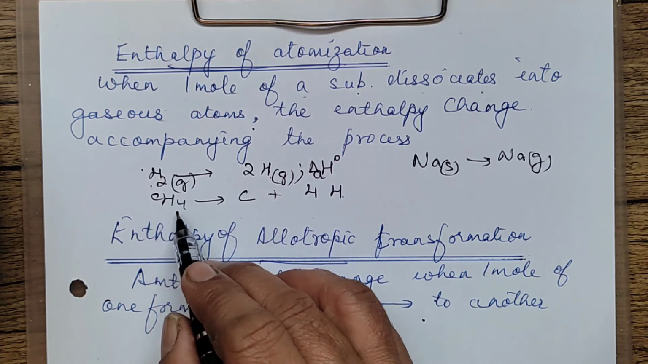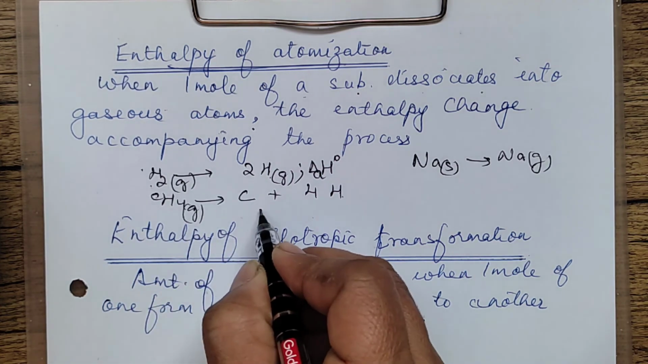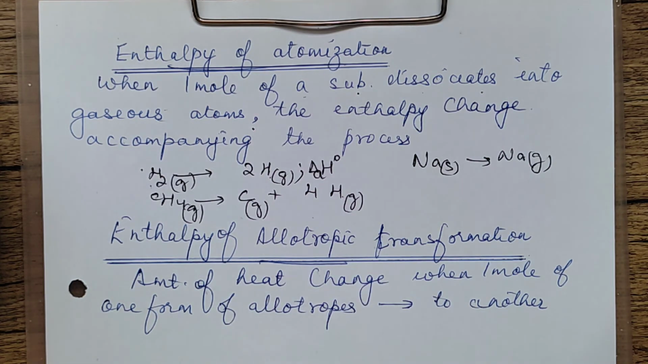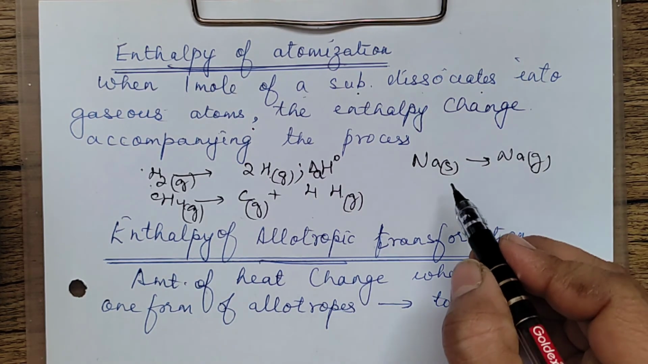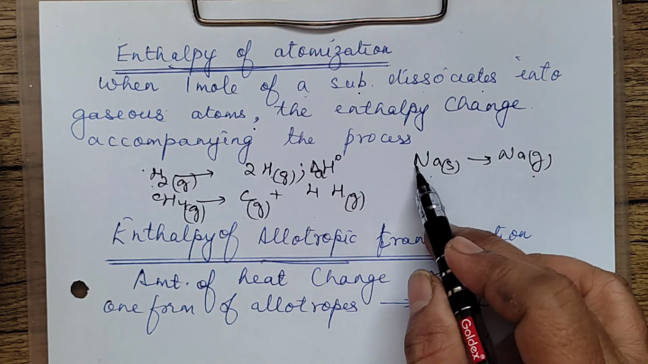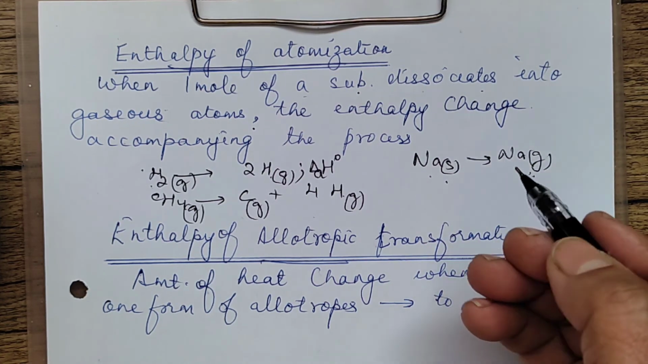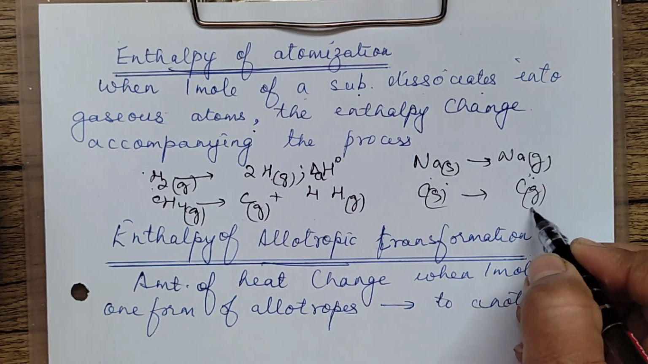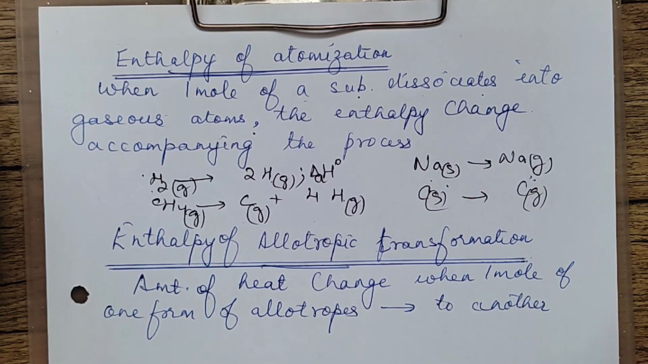In the same way, for methane gas, we have to convert it to carbon gas and 4 hydrogen, all 4 bonds to be broken. What is the enthalpy required? That is the enthalpy of atomization. In the same way, it can also be a solid converted to gas. Sodium solid converted to gas, or any solid, you can take carbon solid converted to carbon gas. That is also enthalpy of atomization. Right?